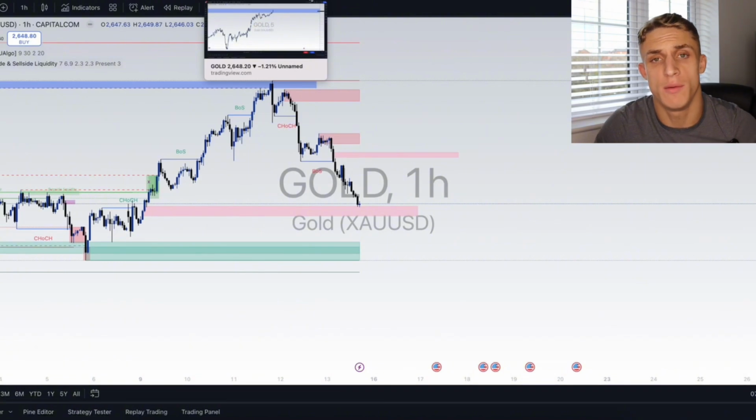The reason I use the 5 minute over the 1 minute is I feel like the 1 minute can move a little bit too fast, can be a little bit more difficult to get entries in, so we're just going to stick to the 5 minute.